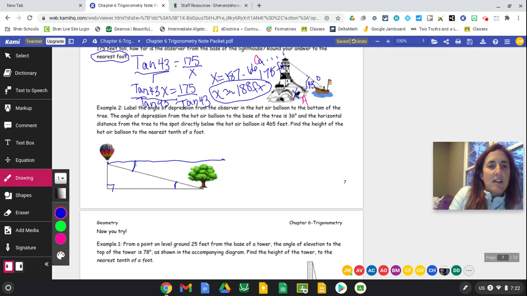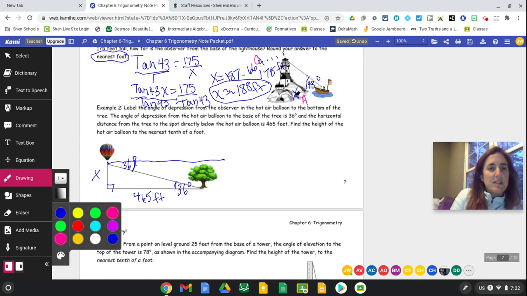It's telling us this angle of depression is 36 degrees. So I'm going to flop that down here because they're alternate interior. It says the horizontal distance from the tree to a spot directly below the hot air balloon is 465 feet. So along our horizontal here is 465 feet. Find the height of the hot air balloon. So I need to find how tall the hot air balloon is off the ground, or its vertical distance. If I label my pieces again according to my reference angle, this is my opposite and this is my adjacent.